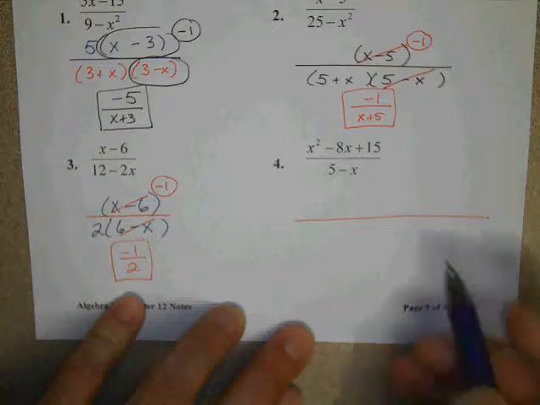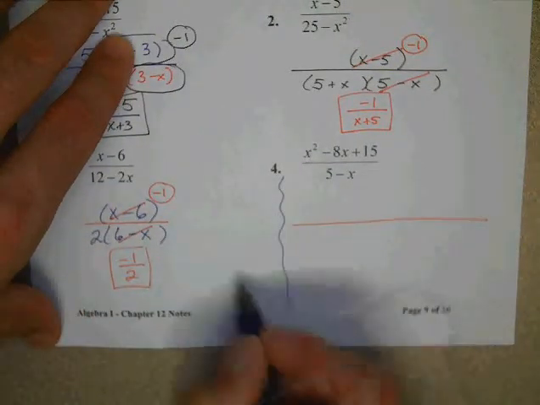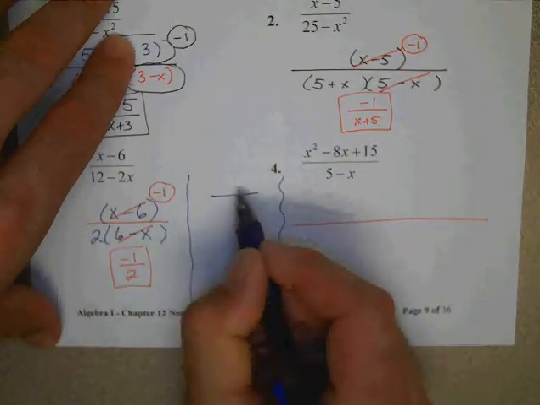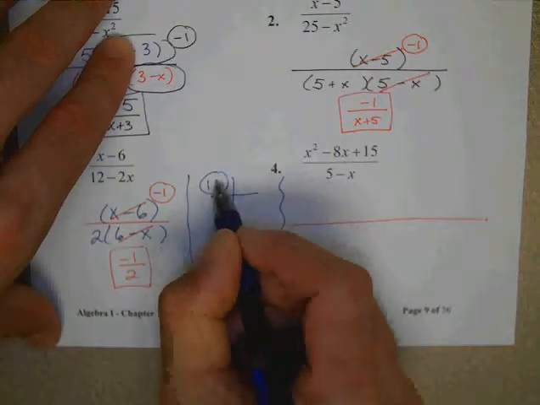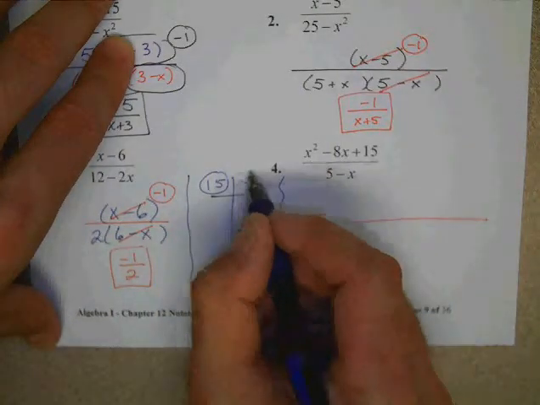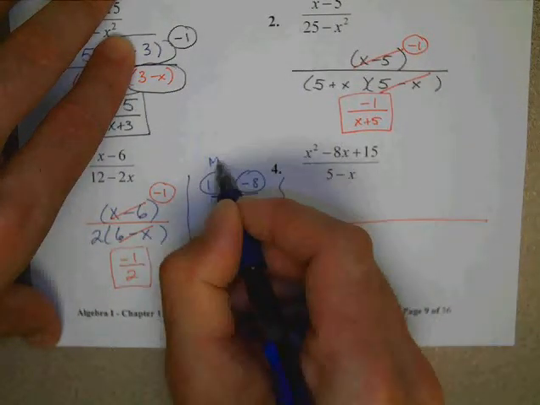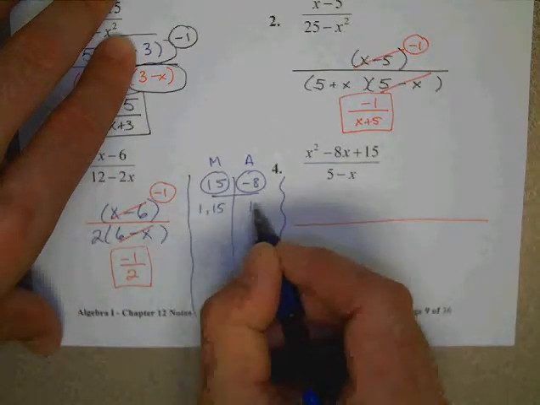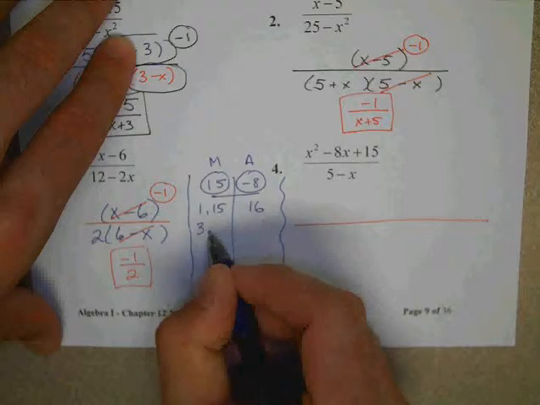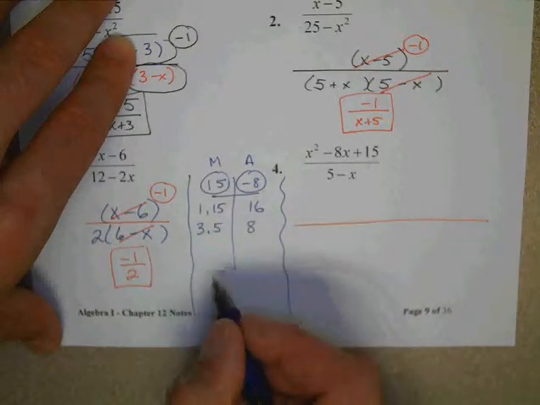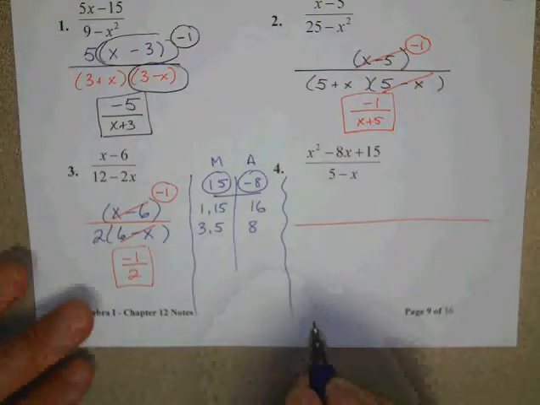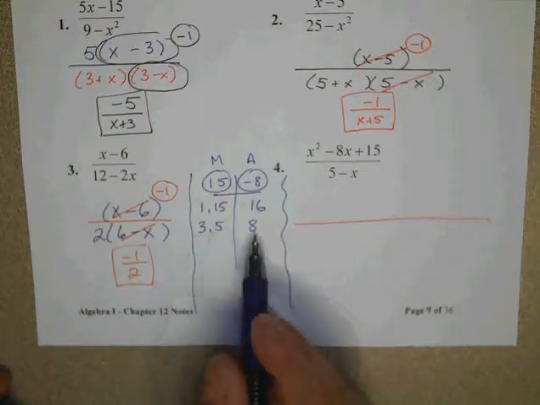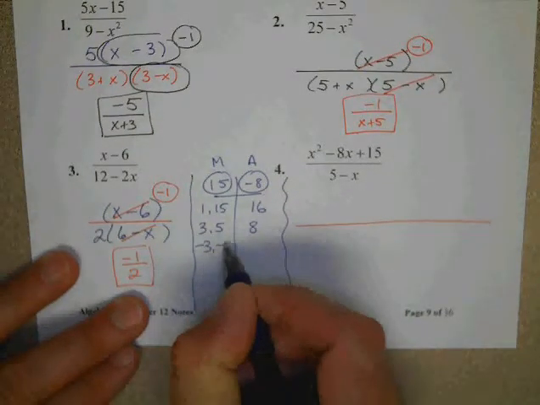Alright, number 4. We're looking at number 4. I'm going to need to do a little side work on this one. So I'm going to come over here and do a little side work. I've got my 15, I've got my negative 8 for my Mac method. 1 and 15 multiply to 15, add to 16. 3 and 5 multiply to 15, add to 8. So the rule that we say here, what do we do when we're having the opposite of what we want? We go negative 3 and negative 5.